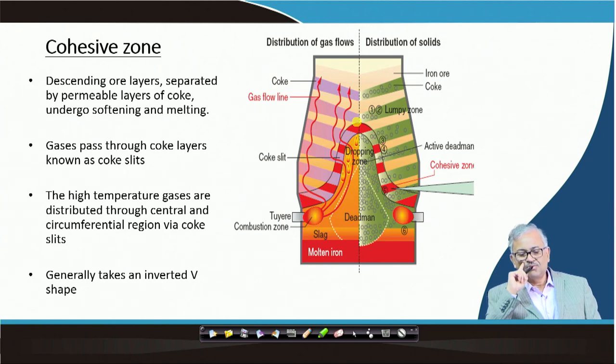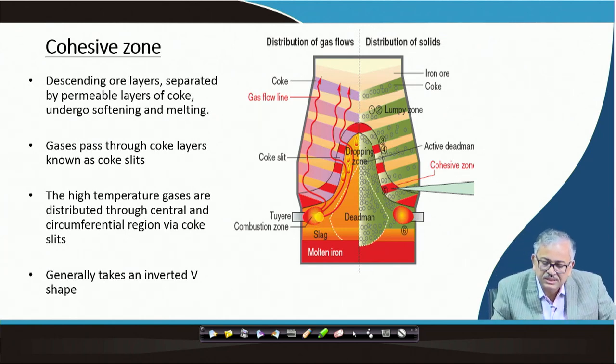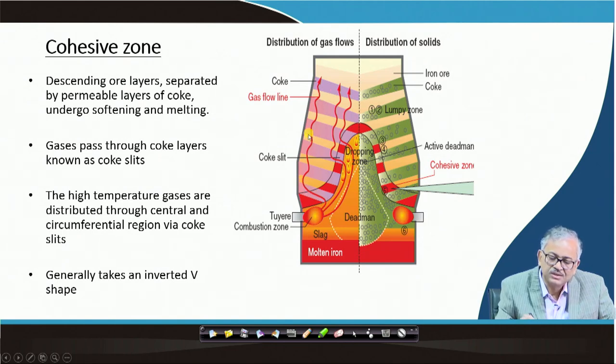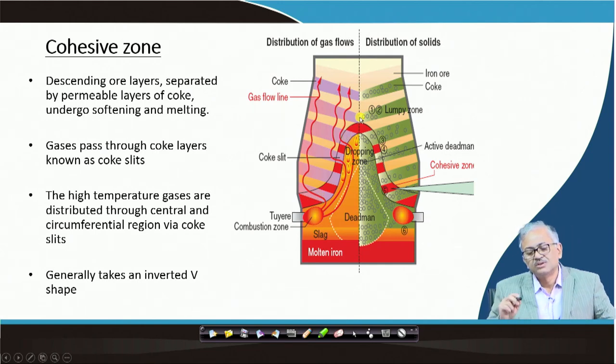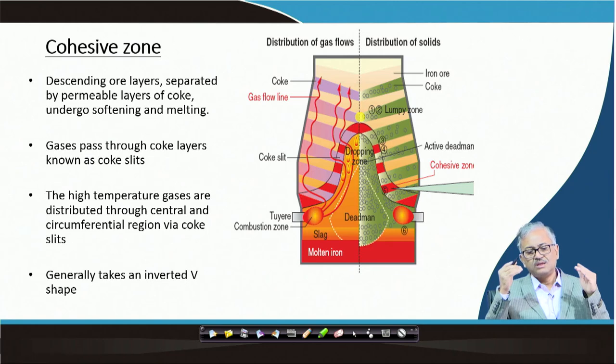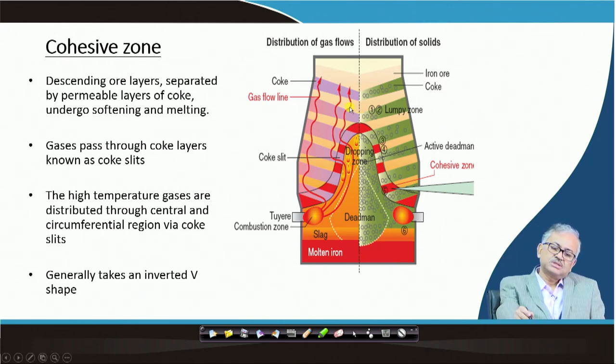Another interesting thing you can find is that the gas, when it is generated in the raceway, can pass through the central region through this coke slit, and the gas can pass through the periphery also through this coke slit. So there are coke slits near the periphery, and these are the coke slits near the center. These different coke slits allow the gas to pass throughout the cross section. Of course, the majority of the gas passes through the center, more amount of gas than to the periphery region.